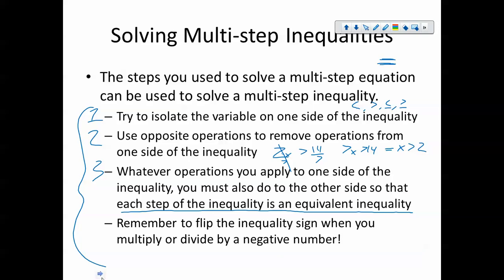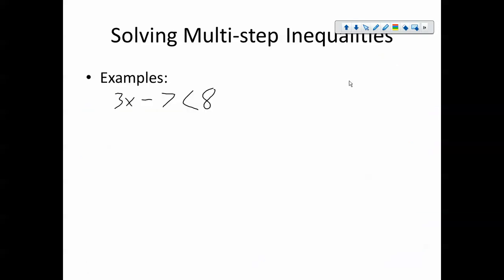Finally, the last thing here, and this only comes up with inequalities: remember to flip the inequality sign when we multiply or divide by a negative number. So for example, if this were negative, when we write our answer out, x would be less than negative 2 because we would need to flip that sign. And again, we did that in 5.1 and 5.2. So let's do some examples.